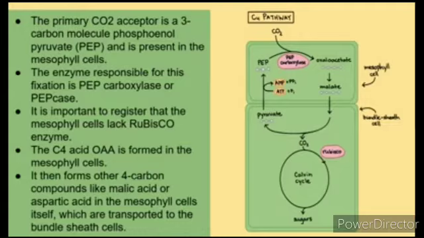The enzyme responsible for the fixation is phosphoenol pyruvate carboxylase. It is important to register that the mesophyll cells lack the Rubisco enzyme. The C4 acid oxaloacetic acid is formed in the mesophyll cells. It then forms other 4-carbon compounds like malic acid or aspartic acid in the mesophyll cells itself, which are transported to the bundle sheath cells.